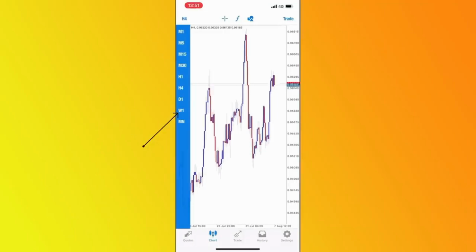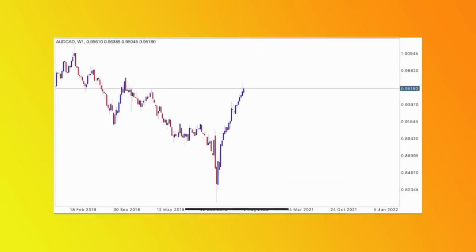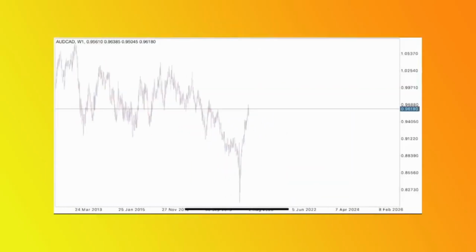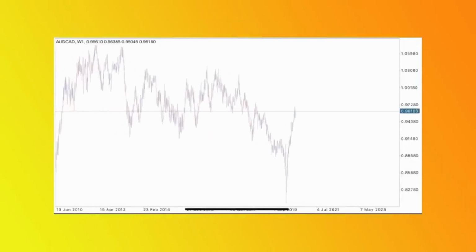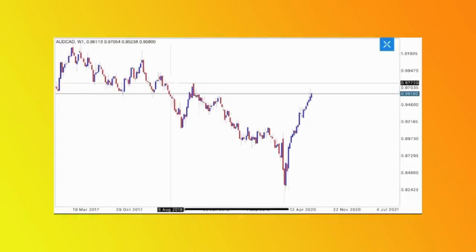For this one, we're going to use the weekly chart. So when you go to the weekly chart, guys, you need to make sure that you are able to identify the relationship of that specific trading instrument. You can see that with AUDCAD, it has the ability to sell for a long time, which also gives us the possibility of it buying for a long time.